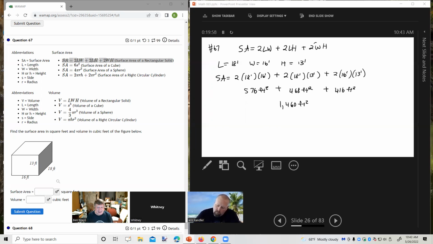So if you were going to paint all 6 sides of this block, you'd want to get enough paint to cover that many square feet. Okay.